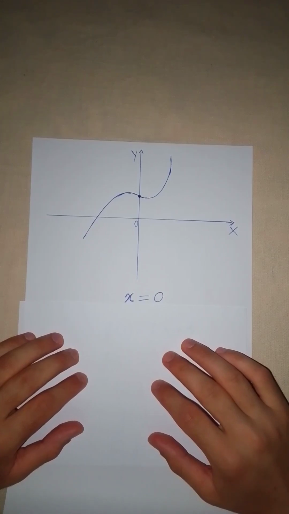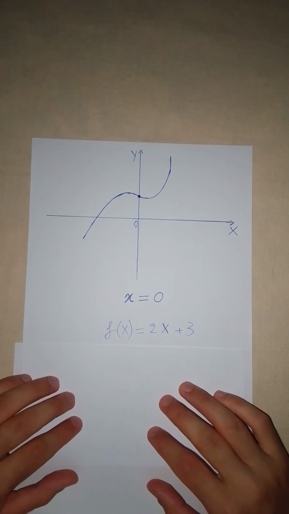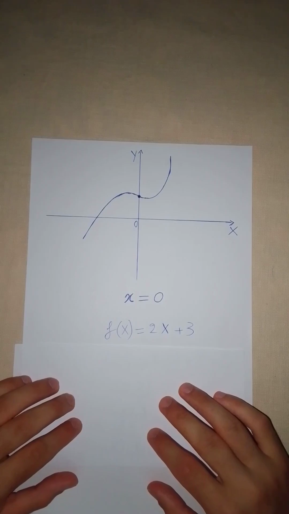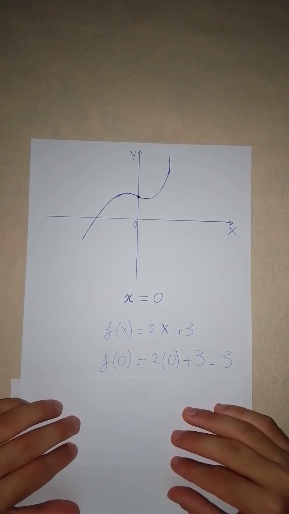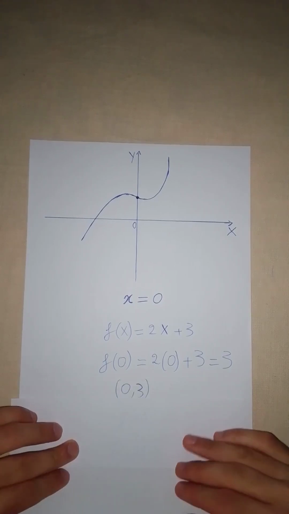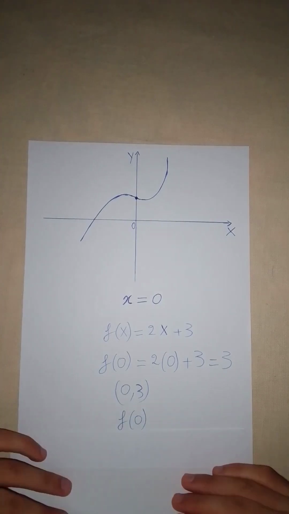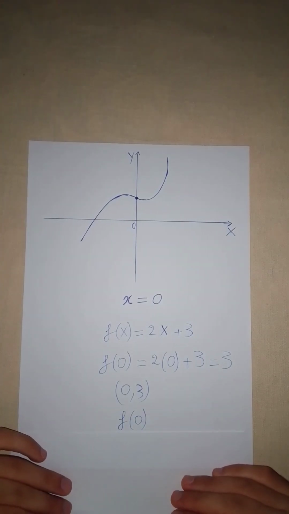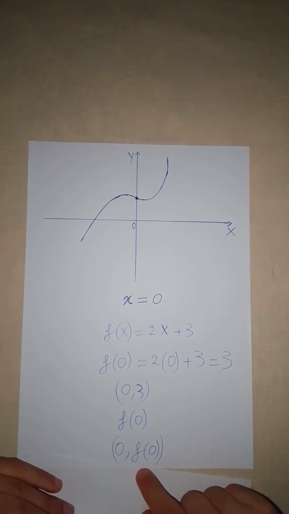Let's look at an example. Suppose we have the function f of x equals 2x plus 3. Substituting x equals 0, we obtain f of 0 equals 2 times 0 plus 3. Therefore, the graph crosses the y-axis at the point (0, 3). So, whenever you are asked to find the y-intercept of a function, simply calculate f of 0. It's that easy. The y-intercept is just the point (0, f of 0).